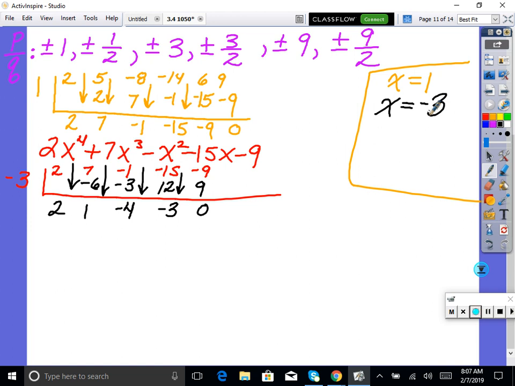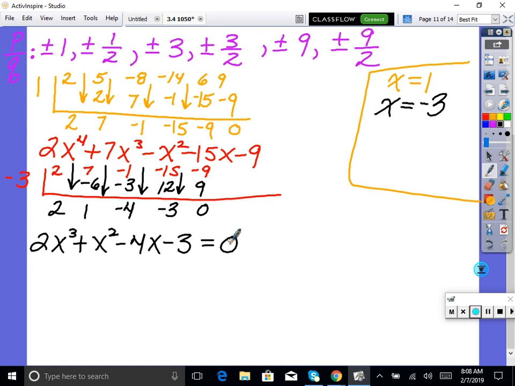Okay, so now we went from degree 4 to degree 3. I would write it down each time, and then I look to see if there's a factoring technique I can use to continue solving instead of having to keep testing p over q. So now we have 2x cubed plus x squared minus 4x minus 3 equals 0.